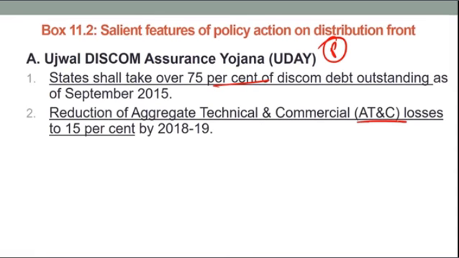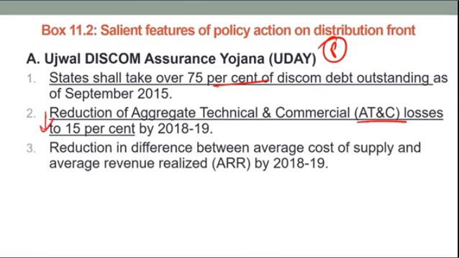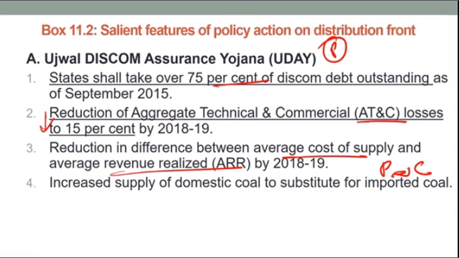A technical loss is because of some technical fault, some electricity is getting lost. Commercial loss is actually theft. So AT&C includes both technical and theft or leakage losses. We want to reduce that, which is the second aspect of it. Difference between average cost to supply and average revenue realized: basically, the difference between price and cost has to be more rationalized. Increase supply of domestic coal. Imported coal is more expensive. Domestic coal will be cheaper. So electricity will be cheaper if you use domestic coal.